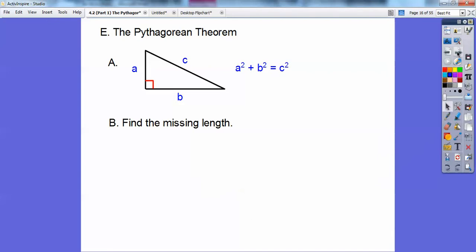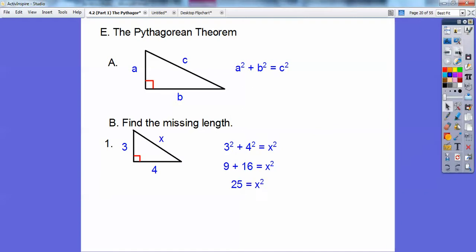All right, so anyways, let's find the missing length. So here's a right triangle right here, okay? I'm just going to follow this formula right here. 3 would be the a, 4 is the b, and then x is going to be the c. So 3 squared plus 4 squared equals x squared. So we're going to square 3, which is 9, 3 times 3. We've got to do the exponents, and then 4 times 4 is 16, so 9 plus 16, and then we add those together, and then x squared. Well, what number times itself gets me 25? Hopefully you guys know that it's going to be 5 right there. 5 times 5, okay?